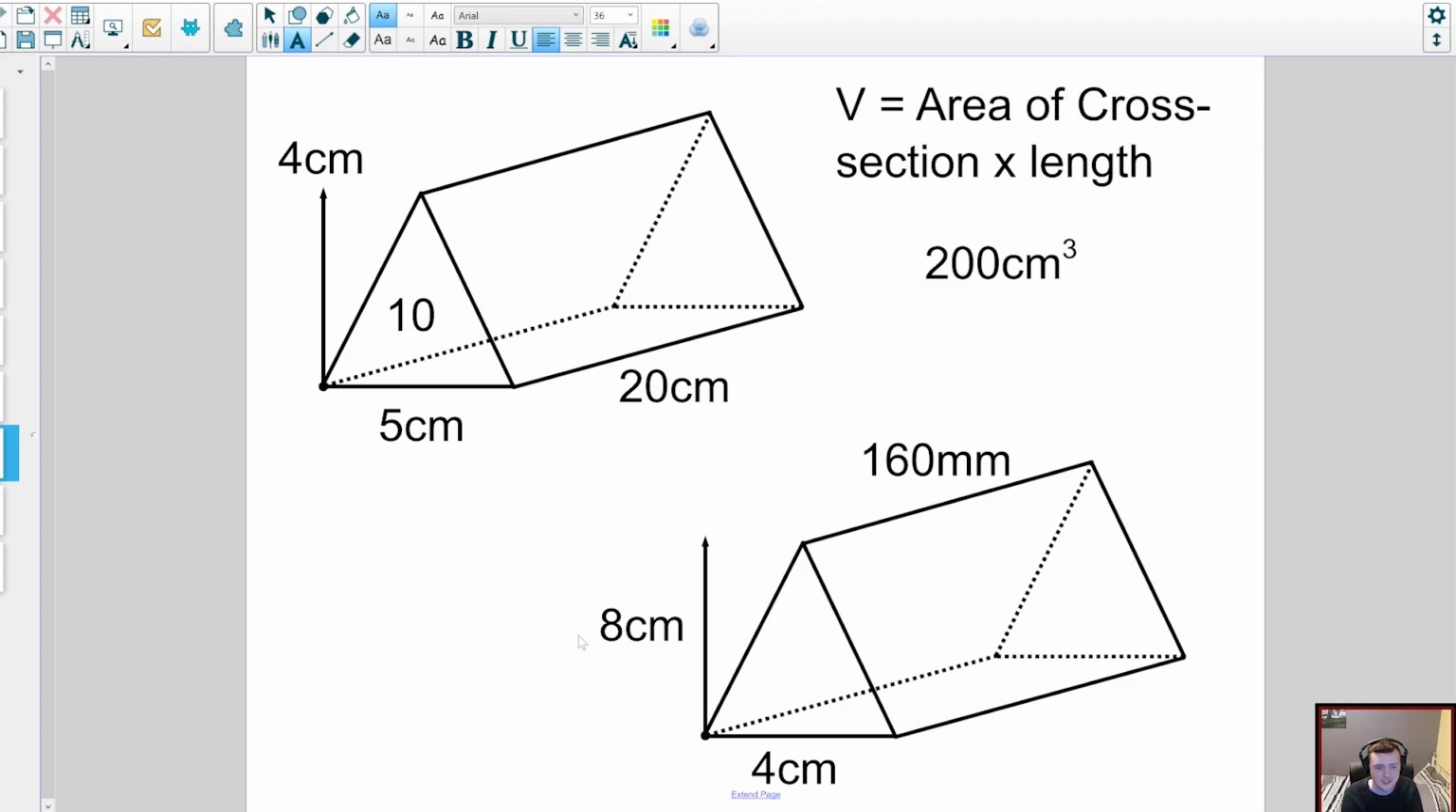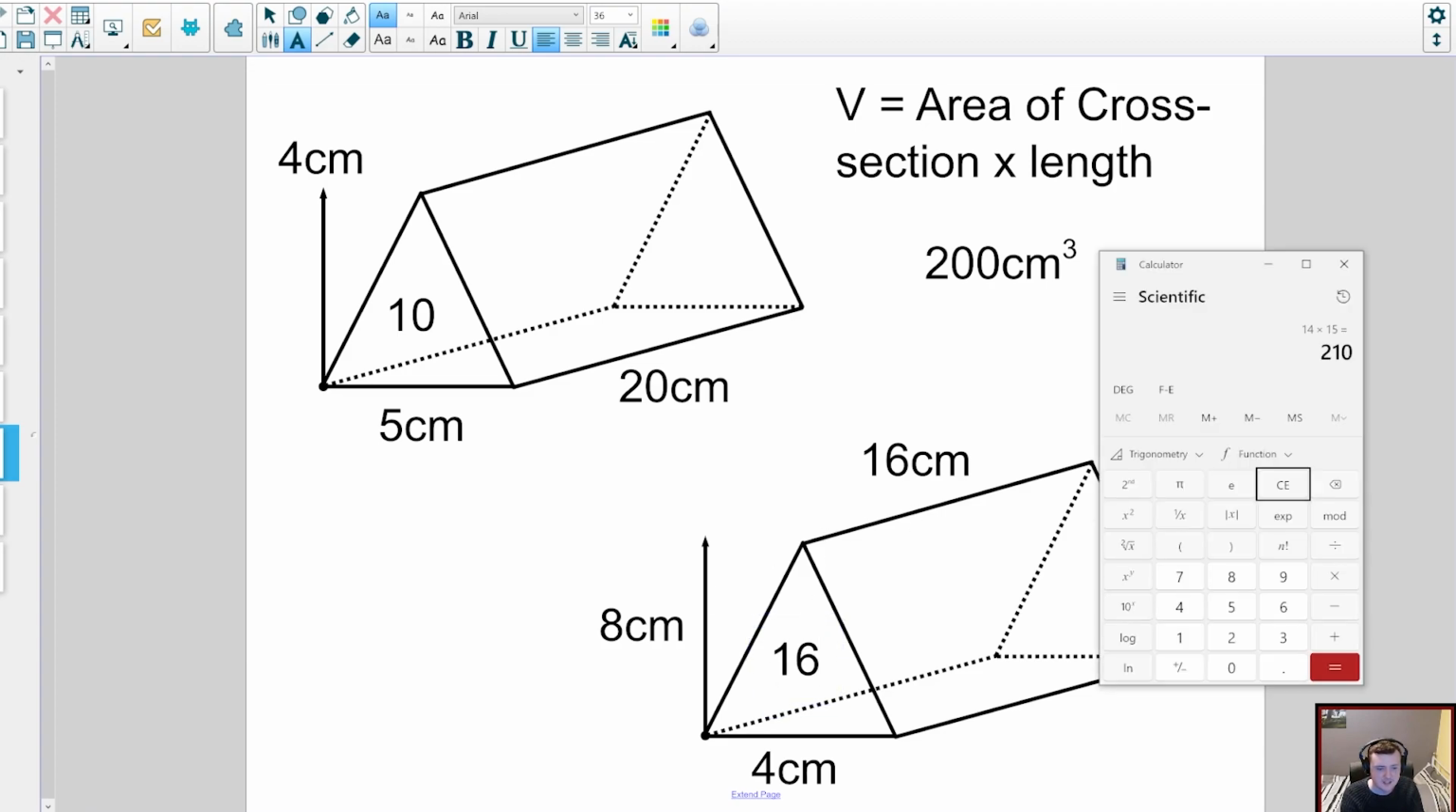Here, I've been a little bit more mean. I've given you one in millimeters, which I haven't done yet. There are 10 millimeters in 1 centimeter. So to go from millimeters to centimeters, we must divide by 10. So I end up with 16 centimeters if I've done that correctly. Now we've got 4 eighths is 32 and half it is 16. So I've actually got 16 times 16. 16 sixteens is 216 if I'm not mistaken.